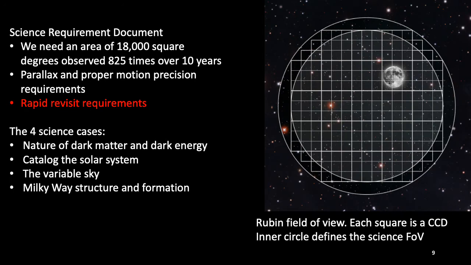For the rapid revisit requirement, here's an image of the LSST field of view, or the Rubin field of view. Ooh, it took me till slide 9 to switch the two. That's impressive. All right. All the little squares there are CCDs, and that inner circle is what we call the science field of view. So we'll get some imagery outside that inner circle, but it's not guaranteed to be science grade.